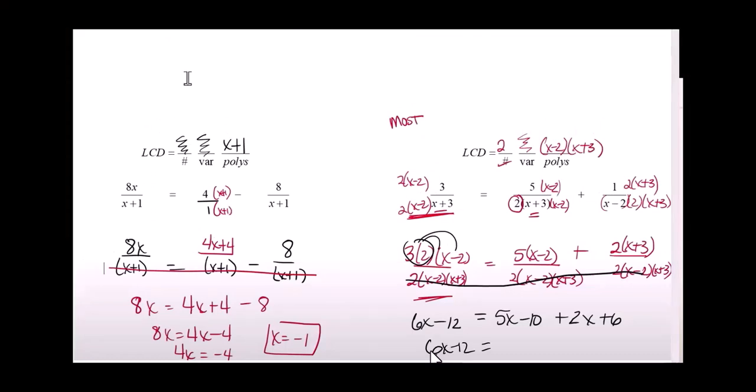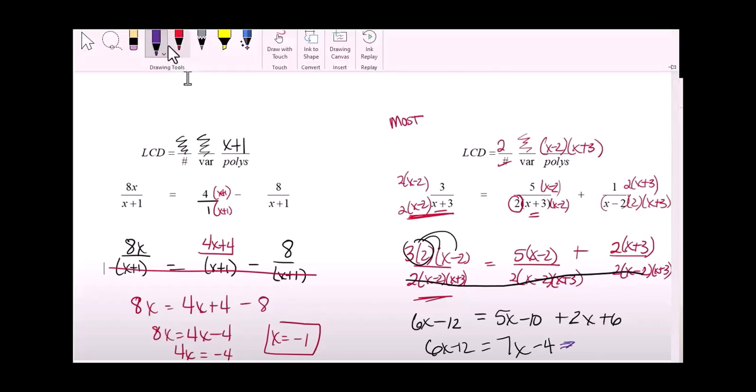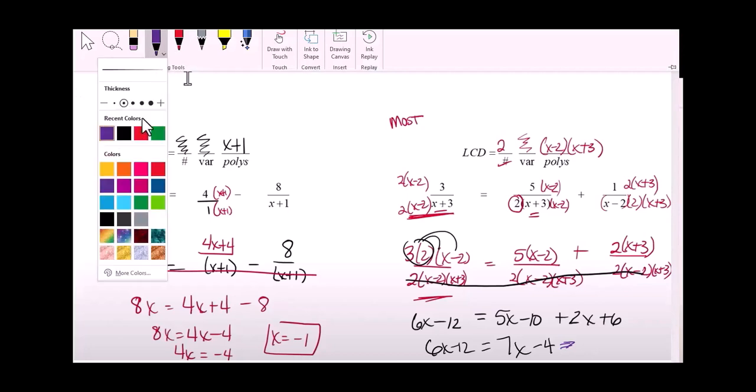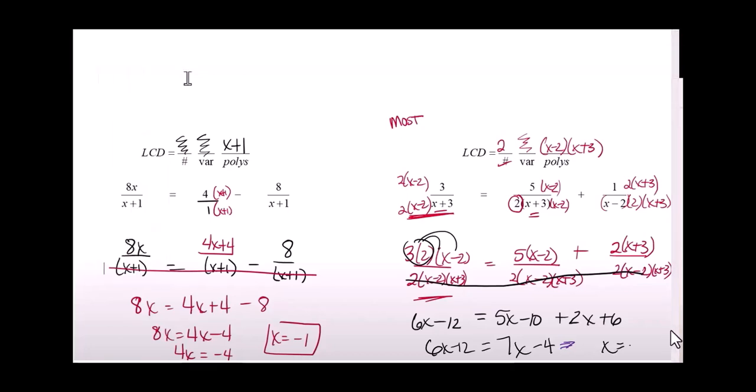So what we're going to do is combine like terms on the right side, making that 7x minus 4, and then continuing just to solve our regular algebraic equation. That brings us now to changing the color. I don't know why the color changed, but that changes now to x minus 8.